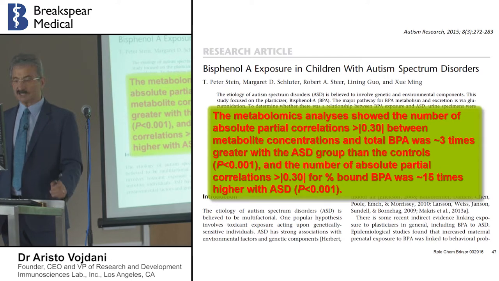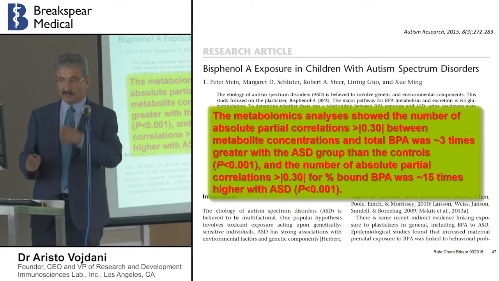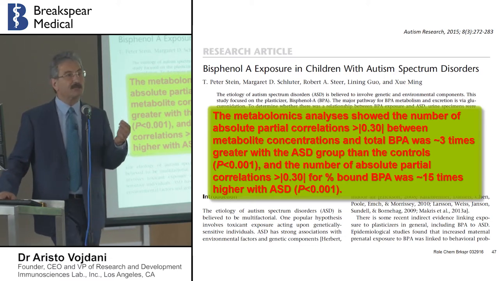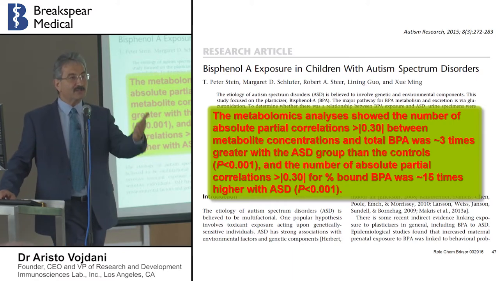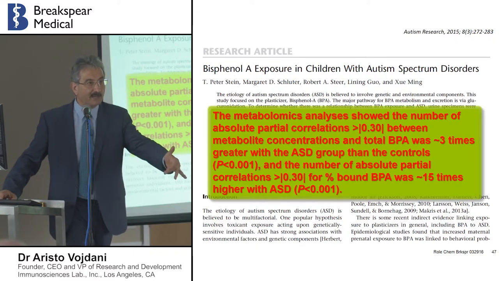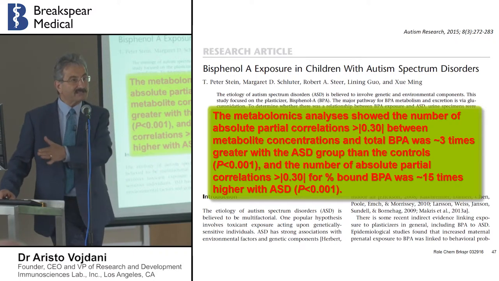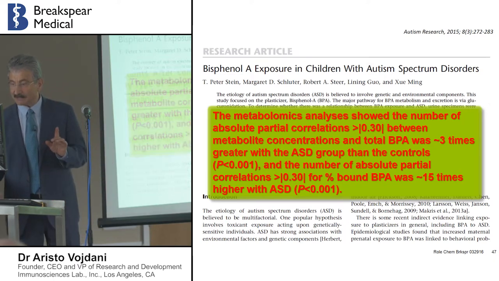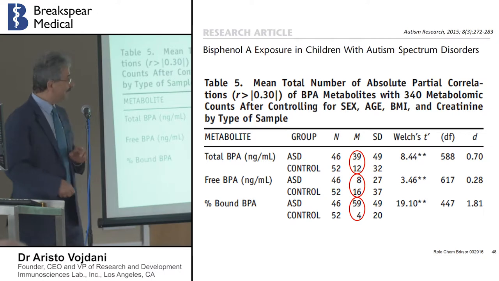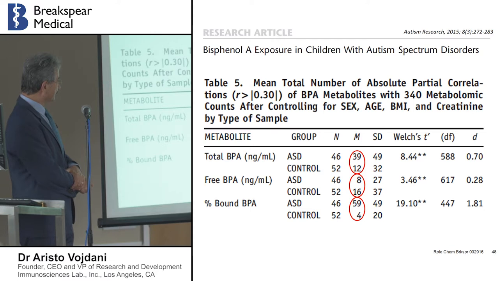Okay, now just look at the title of this article, bisphenol exposure in children with autism spectrum disorder. They found a correlation between exposure to bisphenol A versus autism. And something is very interesting in here: you see here total bisphenol A. This is autism versus control. There is a significant difference between these.